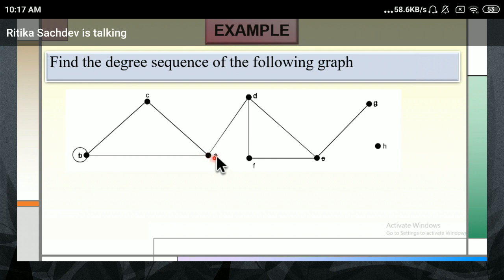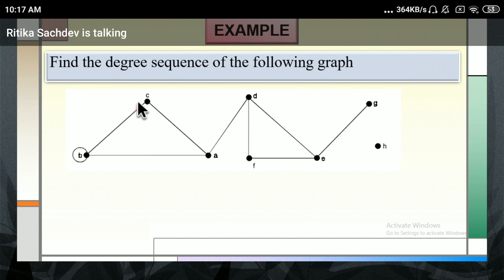A has three edges coming out of it. So three edges are incident on A. So degree is three. There are two edges, one from B to A and B to C. So I have counted that as two. But there's a loop on B. So again that contributes two more edges. One in this direction and one in this direction. One in clockwise direction, one in anti-clockwise direction. So there are two edges which are incident on B if there is a loop. So the degree of B is 4.